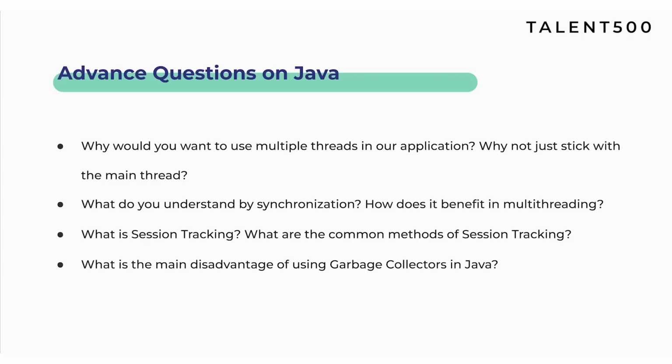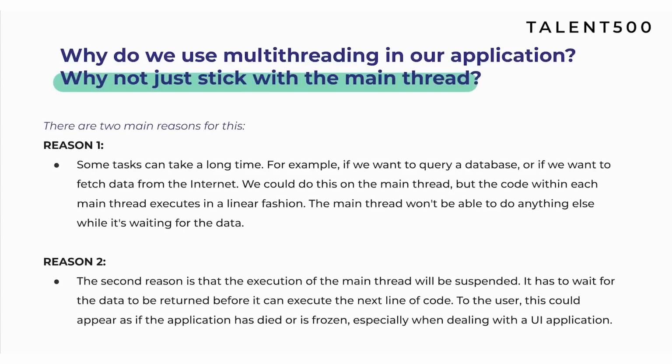So we'll be discussing the Java advanced questions. First of all, I'll be walking you through the questions that I mentioned here. We'll explain how to answer those questions in an interview and what things you need to take care of while answering those questions. So the first question is, why do we use multi-threading in our application and why not just stick with the main thread? This is the question that is given to us. Now we need to understand how to answer this question.